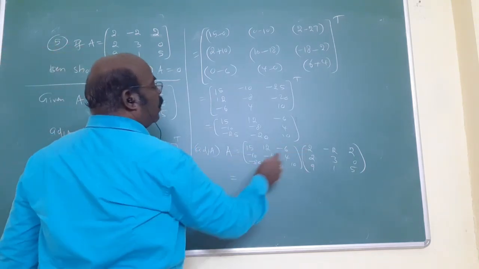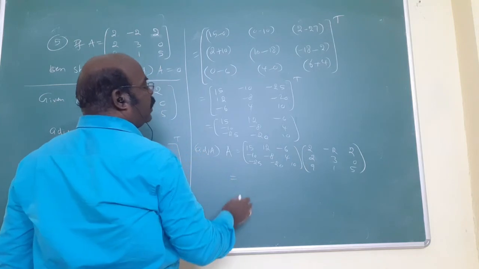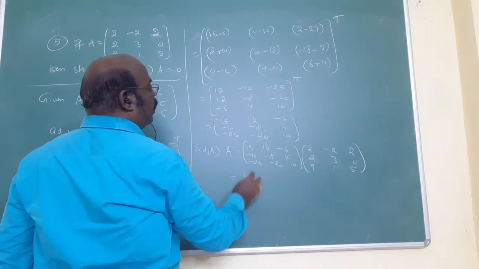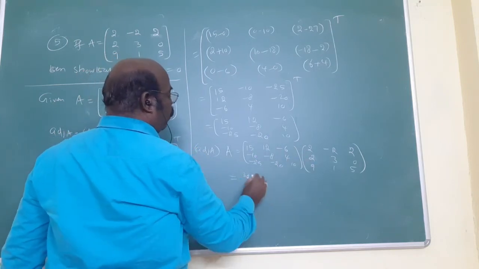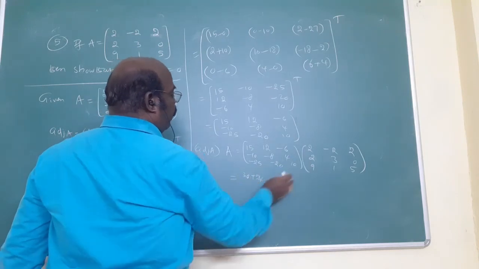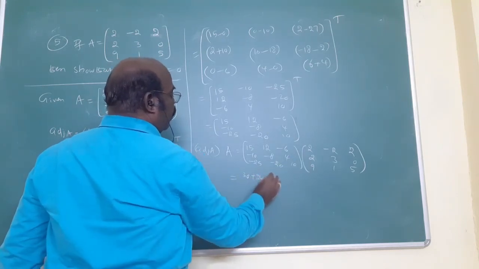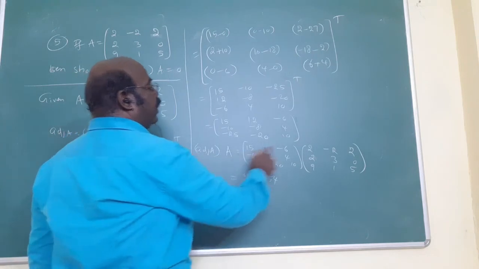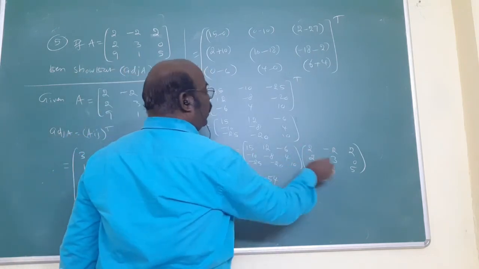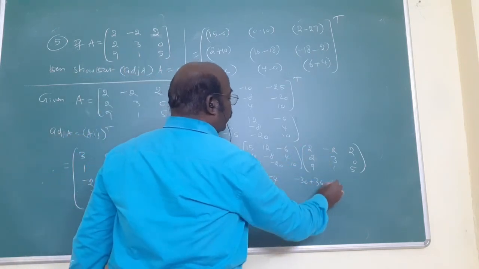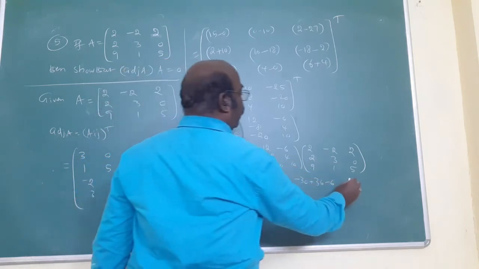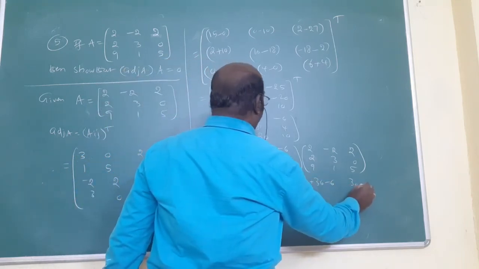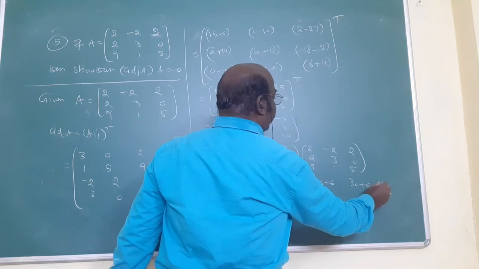15 to solve. 15 to solve. And then 30. 12 into 2, 24. 54. Next is what? Minus 50. Next, minus 30 plus 36 minus 6. Next, 30 minus 0 plus 0 minus 6.